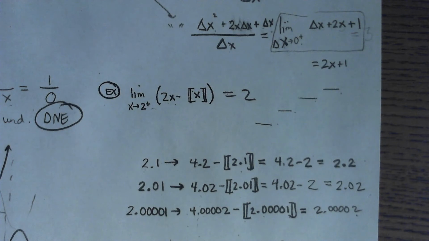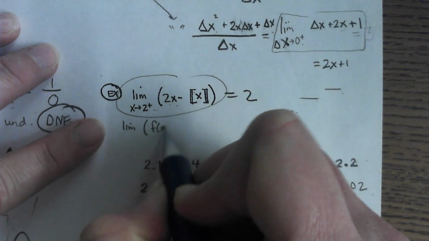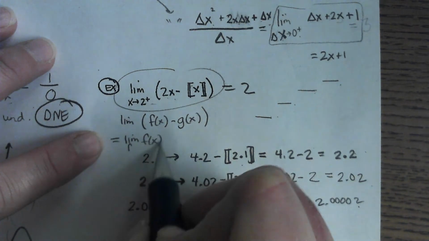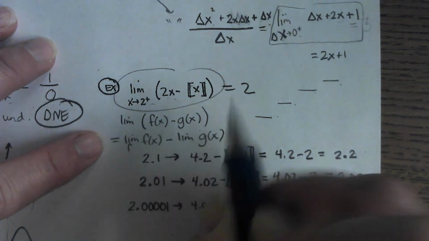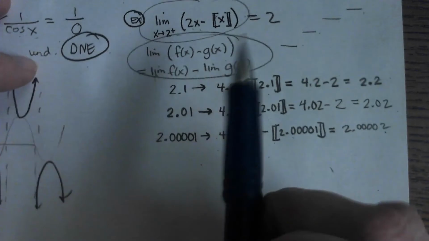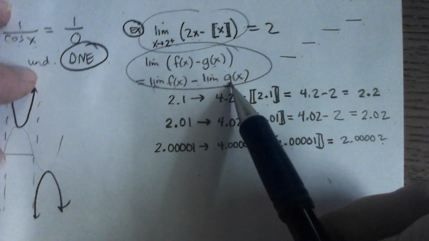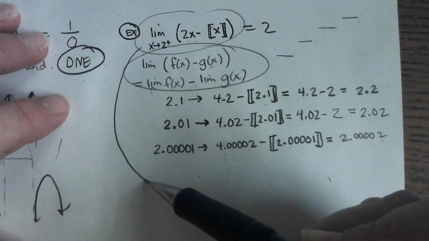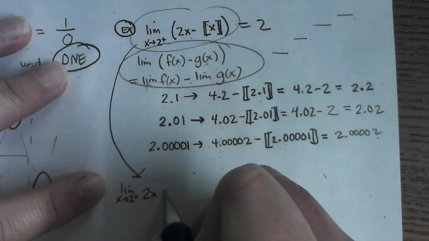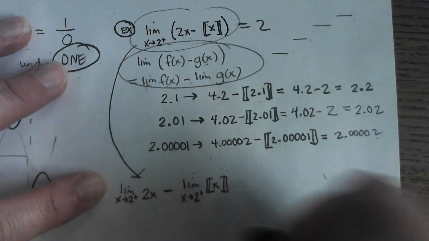Yes? Okay? I just want you to think back to that property that says if you're finding the limit of some function minus another function, you can find their limits separately and subtract them from each other. Right? That property? The limit of 2 functions being subtracted can be calculated by finding the limit of the first minus the limit of the second. Yes? So if we wanted to look at this one that way, this would be finding the limit of 2x as x approaches 2 from the right, and also finding the limit of the greatest integer function as we approach 2 from the right.